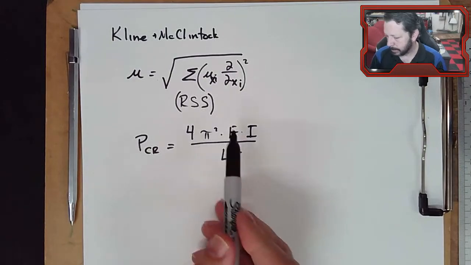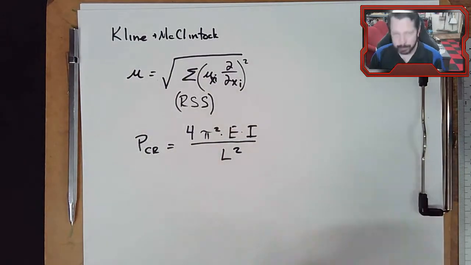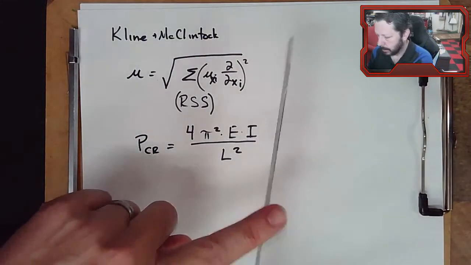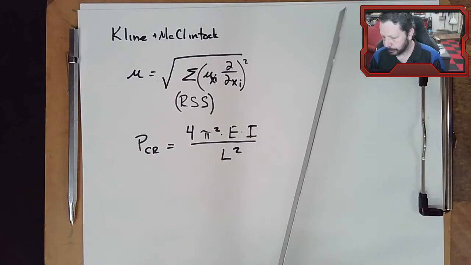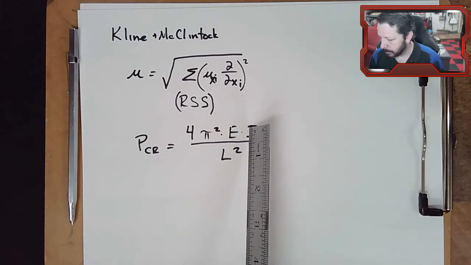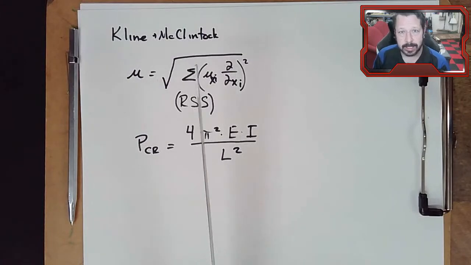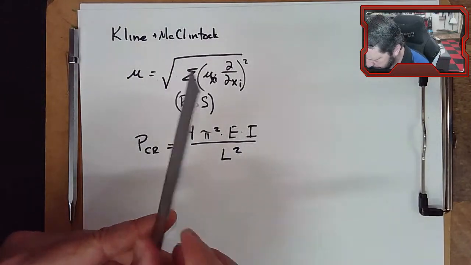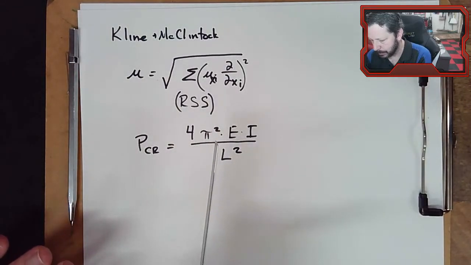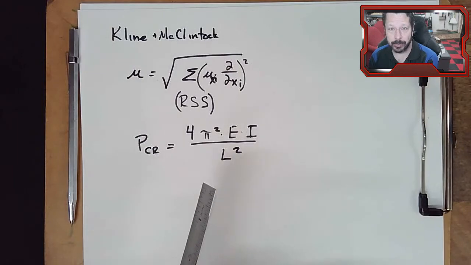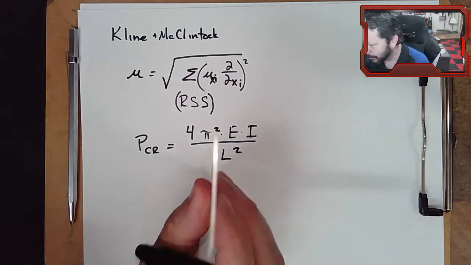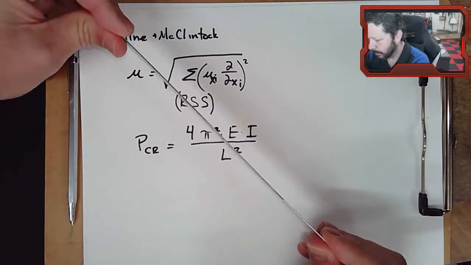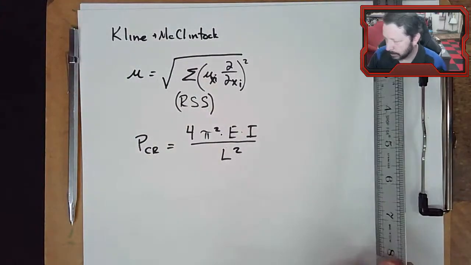So pi is pi. E is the modulus of elasticity of the material of the column. I is the moment of inertia. These are all statics type things that if you don't know them, that's okay. They're not really important to the Klein-McClintock process. They're important to the column buckling. The moment of inertia has to do with the cross section. We'll get to that. L would be the length of the beam or the column that's buckling.